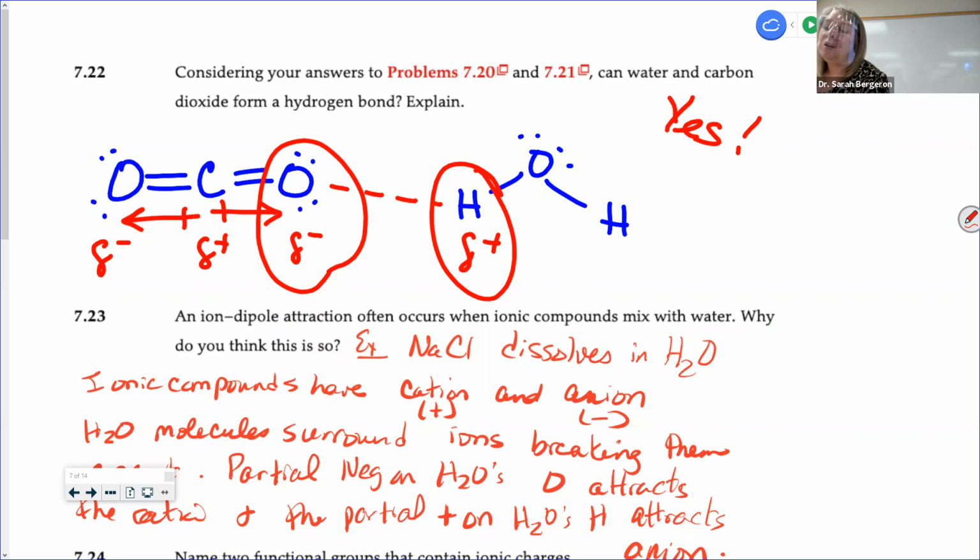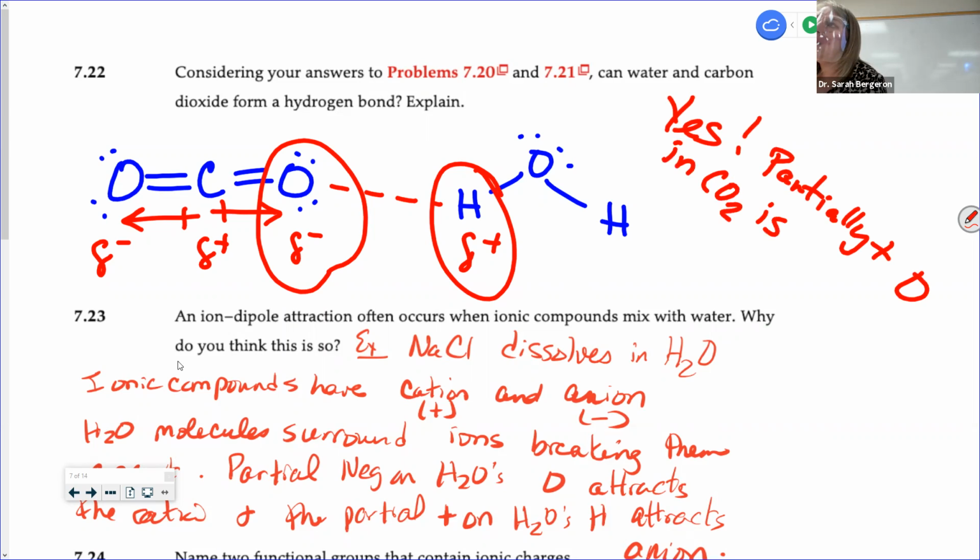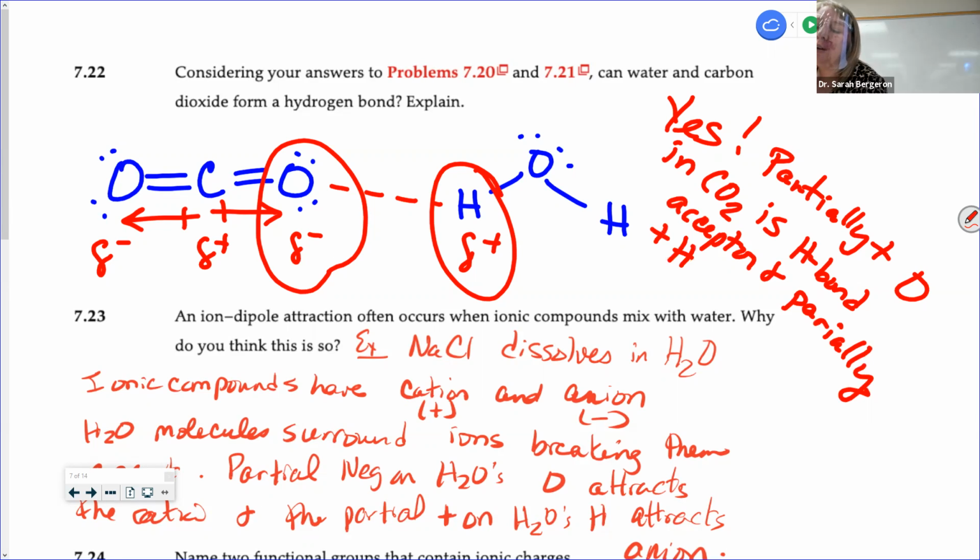So the partially negative oxygen in CO2 is donor or acceptor? Acceptor. And the partially positive hydrogen in water is donor. We fit the definition, so we can do it.